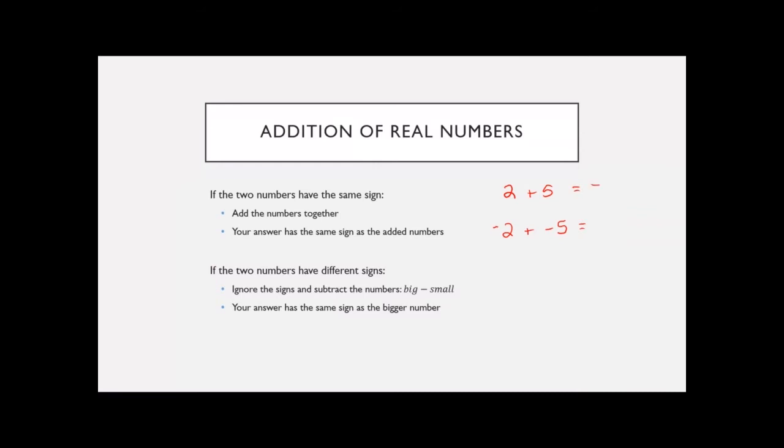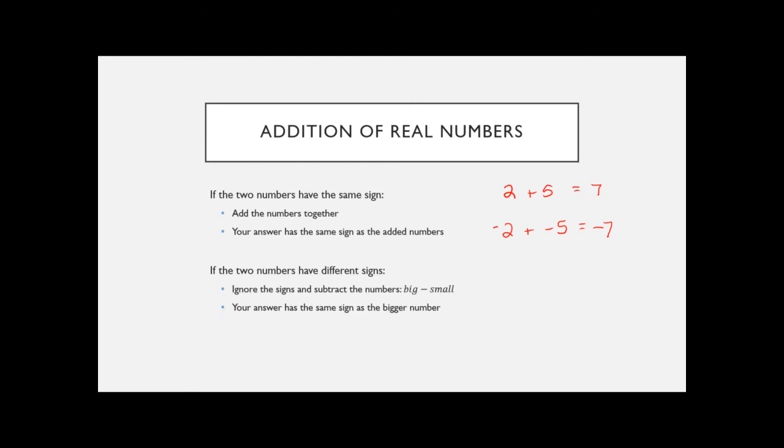So 2 plus 5 gives us 7. And when you add a -2 plus a -5, that gives you -7, because 2 plus 5 is 7, but they're both negative, so your answer is negative. So that's how you add numbers that have the same sign.